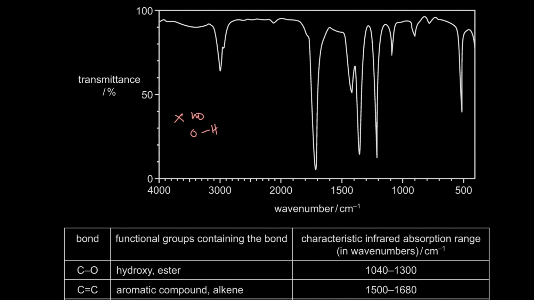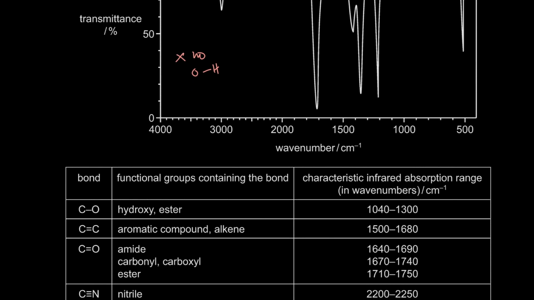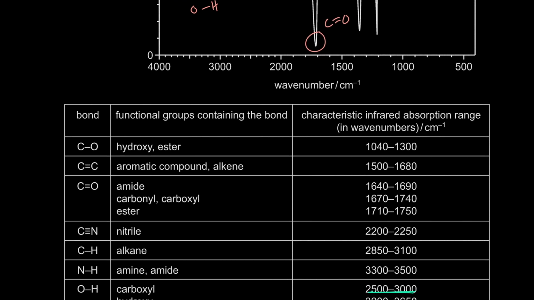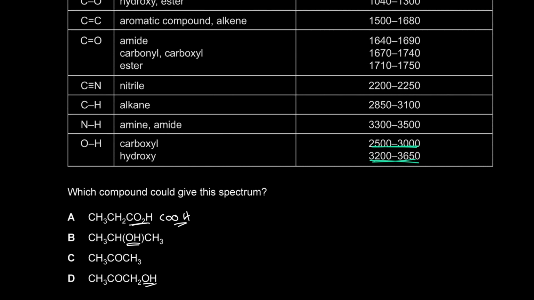We do see a peak around 1700, which means that a C double bond O group is present. So we have a compound that has a C double bond O but does not have an OH bond, which means that the answer has to be C. Compound C has a C double bond O, but it does not have an OH group.